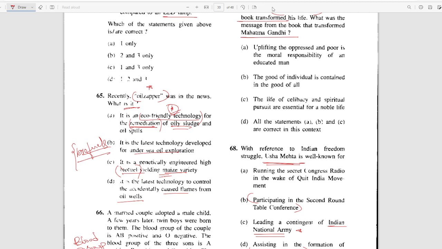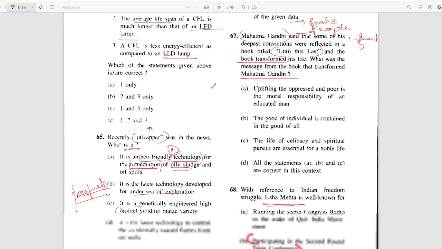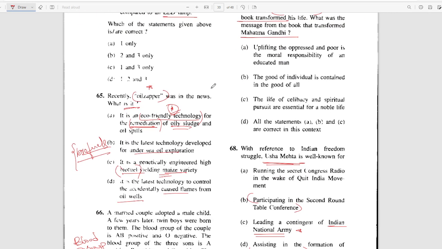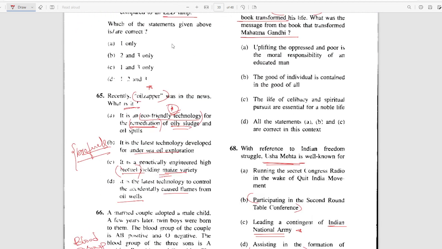And here again, CNG, LNG, they can ask you the difference, just like they've asked the difference here between CFL and LED. So just go through the basics of it. Here they've asked a difference, and this is about technology. They can ask you in economics also. For example, they can ask you the difference between RTGS, IMPS, NEFT. So go through this. Something which is very close and serves the same purpose, but they're different. So read about those things.